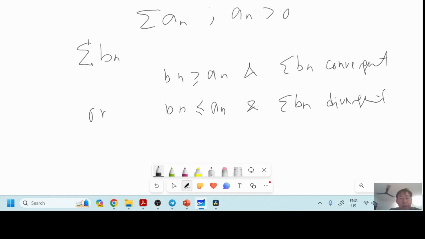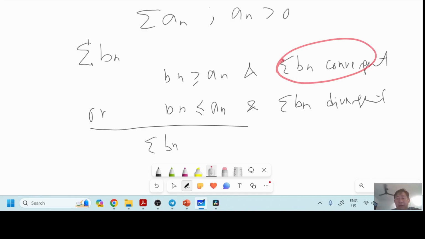If, for example, you can find any series Bn that is term by term larger than the corresponding terms in the series AN, and at the same time the series itself is convergent, then you conclude that the series AN is convergent.